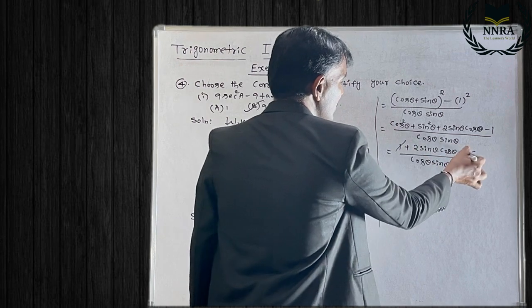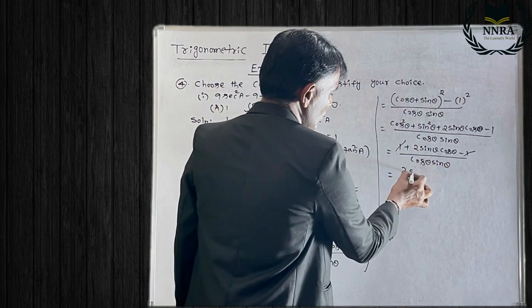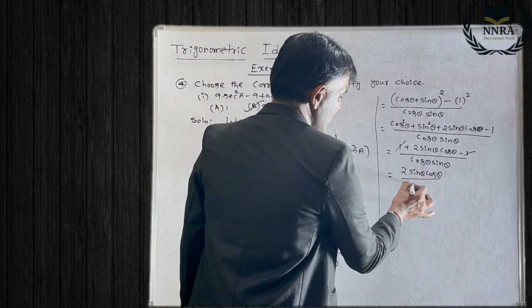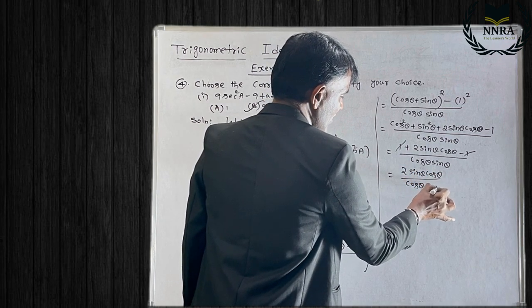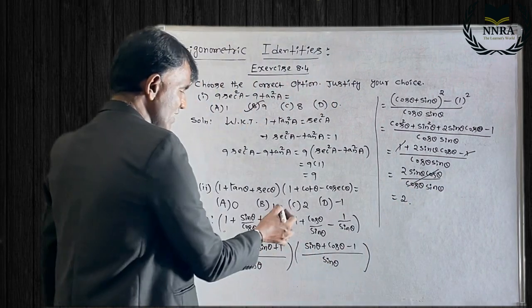Now plus 1 minus 1 gets cancelled, right? What's the remaining value here? So 2 into sin theta into cos theta divided by cos theta into sin theta. Now both get cancelled, we get 2. So there is the answer. Answer is C.